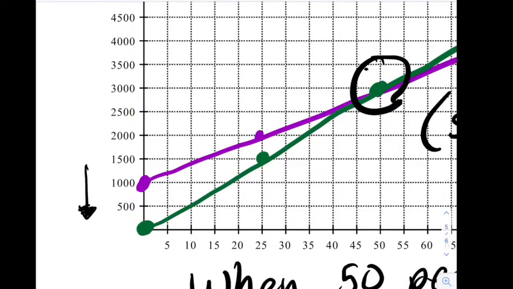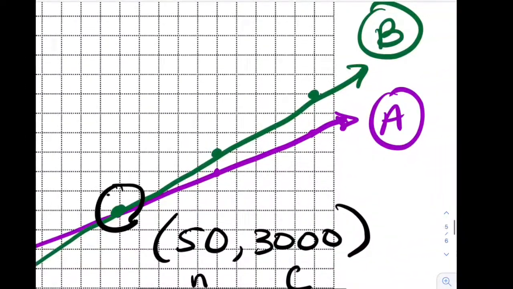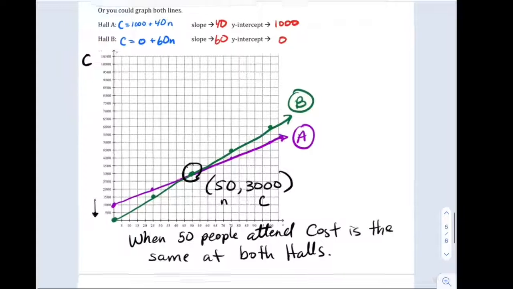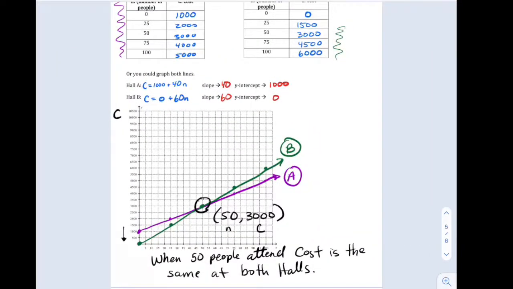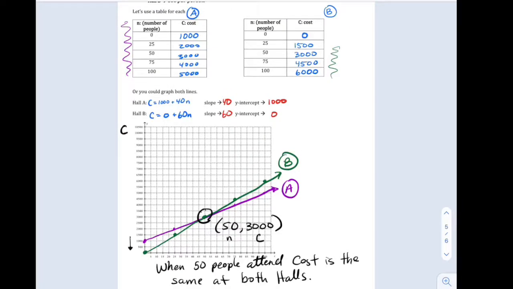What happens on the other side of 50? Well, that's where it changes. On the other side of 50, the purple line is lower, meaning that it has a lower cost compared to Hall B. So Hall A is better. But at 50, that's where we break even. That's where both halls cost the same to us. So we don't care which one we go to. And that's solving linear systems by graphing.